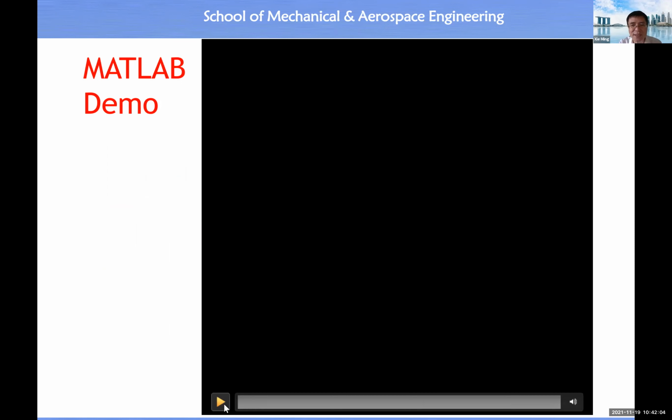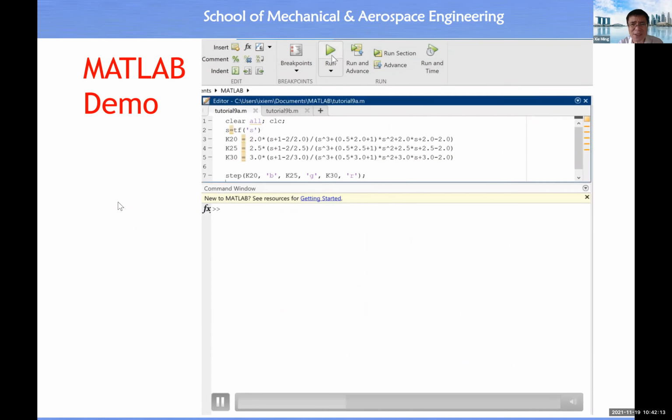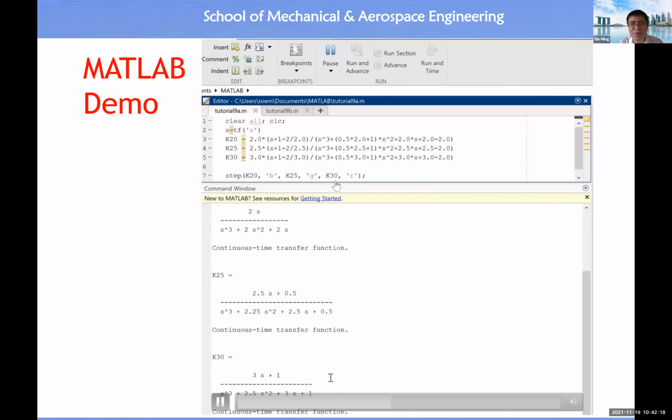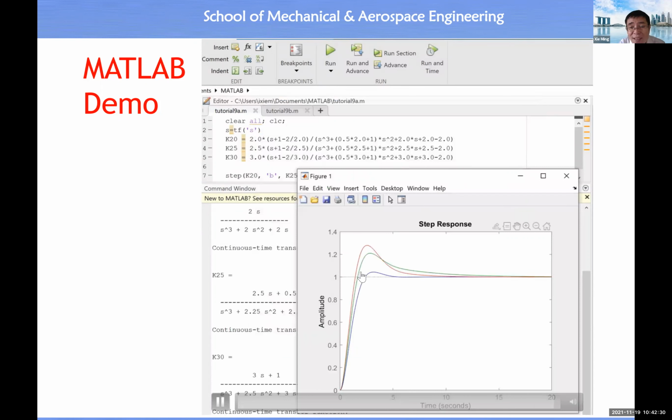This video shows you the result obtained by using MATLAB. You key in 3 transfer functions, which correspond to 3 values of K. Then you call this function and put in these 3 transfer functions. Then you will see these 3 outputs. Obviously the best value for K is 2.0, because with 2.0 the overshoot is less than 5%, so it's better than the PD controller. Response time is about 5 seconds, comparable to 4 seconds.